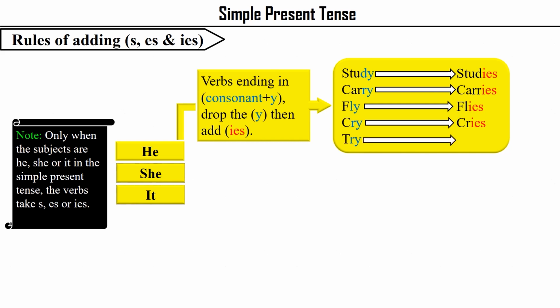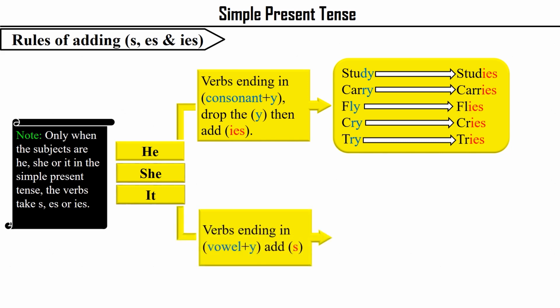Try becomes tries, etc. Verbs ending in vowel plus y add s. Do not change the verb, just add s.